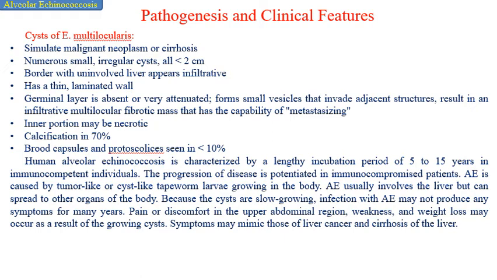At gross pathologic analysis, hepatic lesions in alveolar echinococcosis appear as an infiltrative multivesicular mass composed of many cysts, irregular in shape and size, with diameter measuring about 1 to 30 millimeters, with associated fibrosis and calcification, because alveolar echinococcosis is caused by tumor-like and cyst-like tapeworm larvae growing in the body.